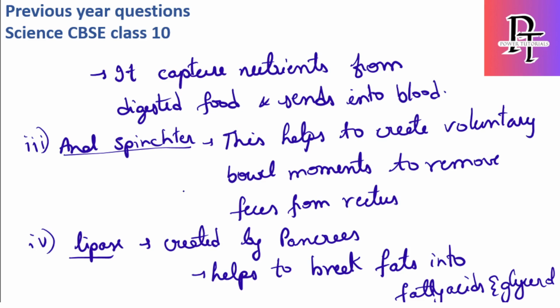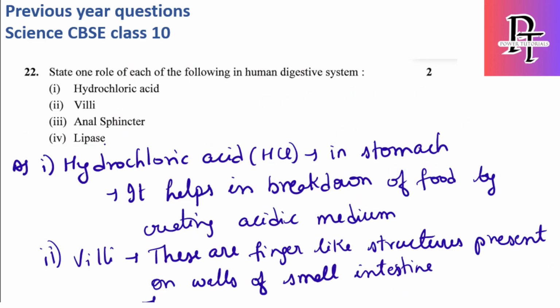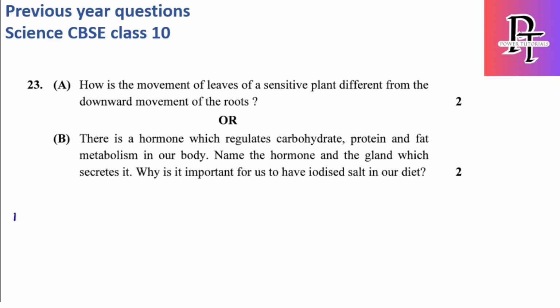So you can write it a little short as well. It is just for 2 marks question. So one just write where it is useful. Okay. Next move to the 23rd A question. How is the movement of leaves of sensitive plant different from the movement of roots? So sensitive plants exhibit thigmonasty.